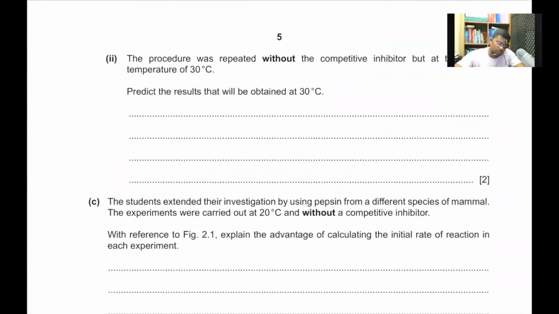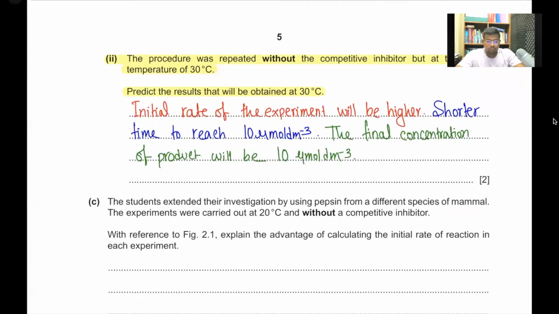Part B2. The procedure was repeated without the competitive inhibitor but at a higher temperature of 30 degrees C. Predict the results that will be obtained at 30 C. So if we are repeating the experiment at 30 degrees Celsius instead of 20 degrees Celsius, the initial rate of the experiment will definitely be higher because the substrate molecules have more energy. However, the final concentration of the product will still be the same.